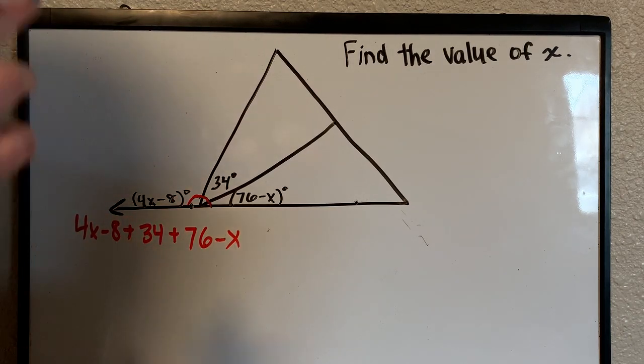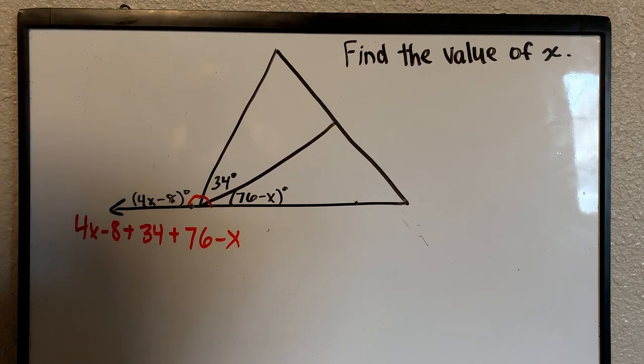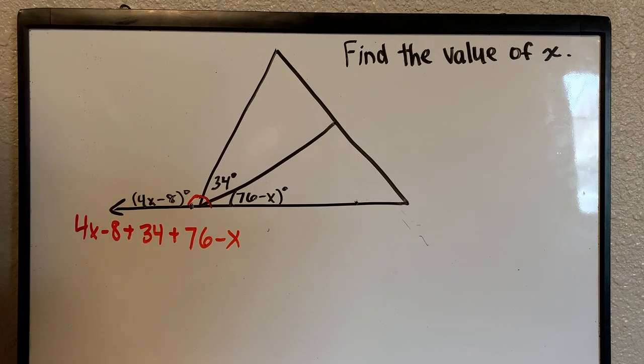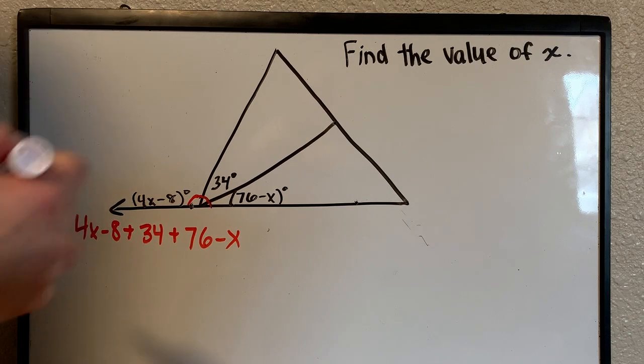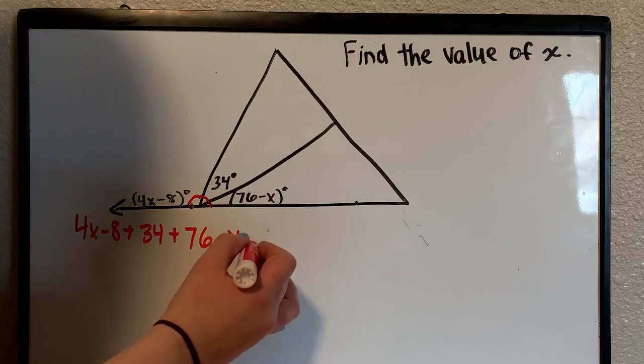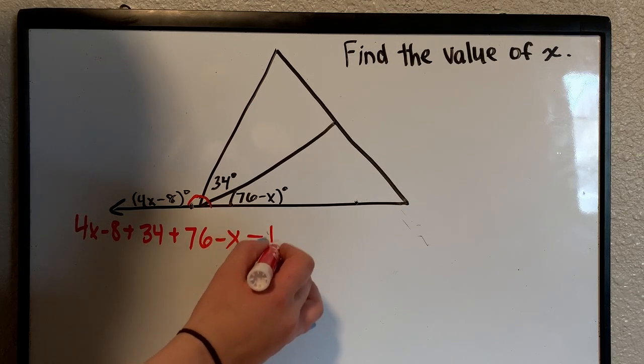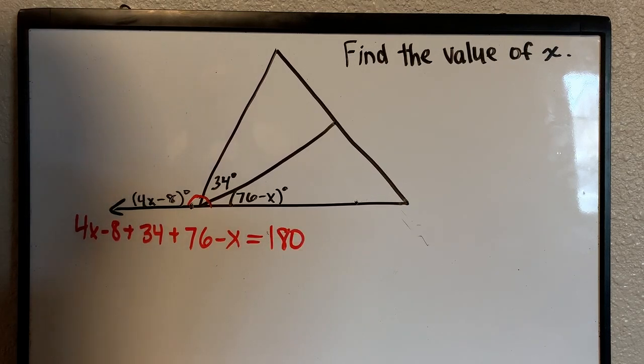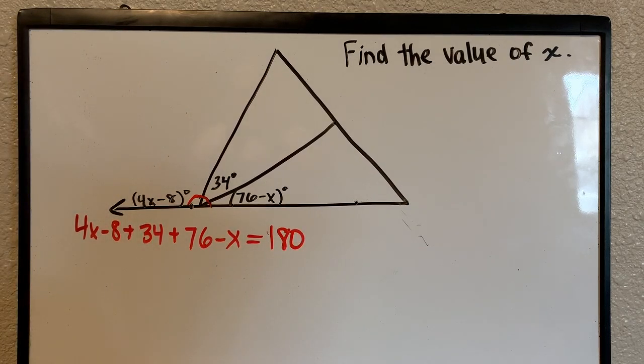And I wrote it without the parentheses just to take that step away, but normally we would write it with the parentheses the first step. Okay, so now I'm going to go ahead and combine my like terms. Okay, so 4x minus 8 plus 34 plus 76 minus x equals 180. It's 180 degrees, a straight line.